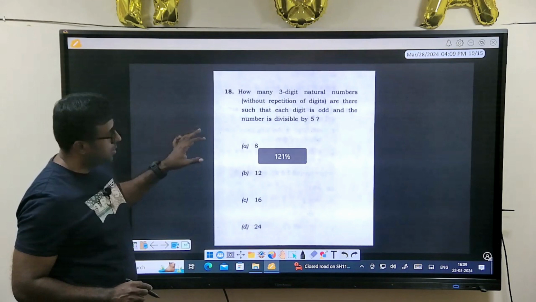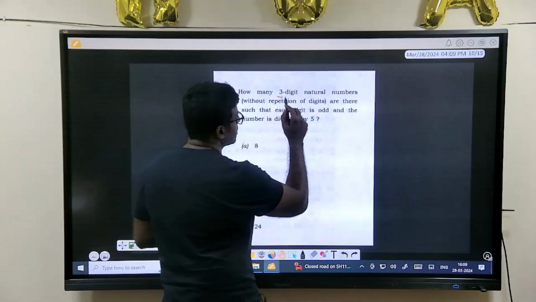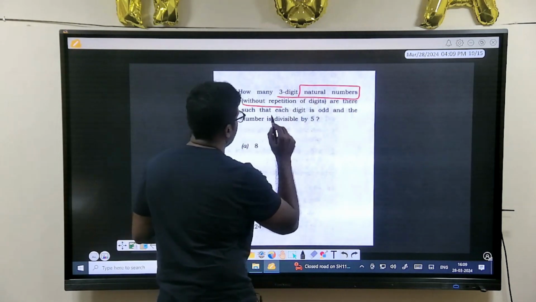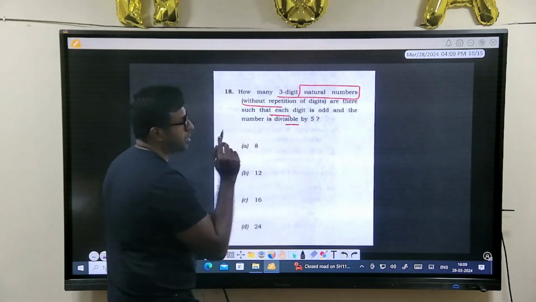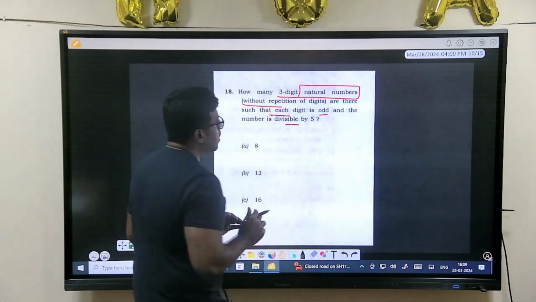Now we'll go to one more question, which is: how many 3-digit natural numbers without repetition are there such that each digit is odd and that number is divisible by 5.